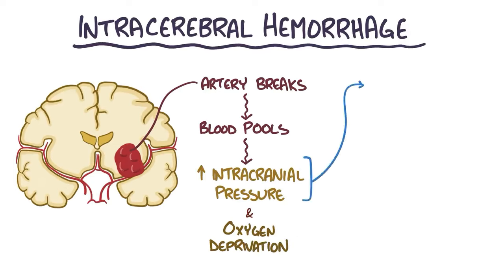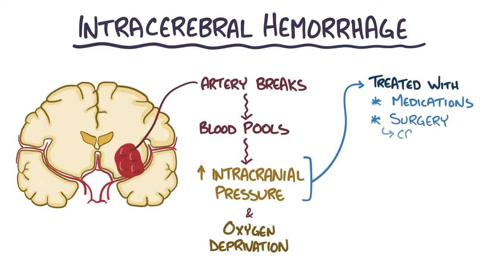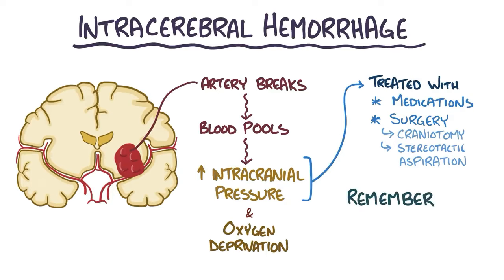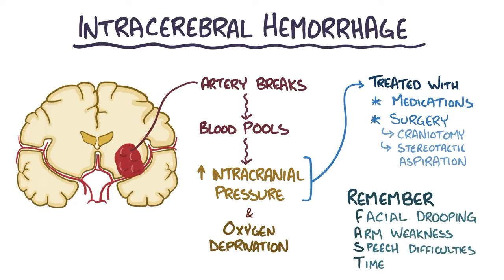Intracerebral hemorrhages can be treated with medications aimed at controlling the high intracranial pressure, as well as surgical interventions like craniotomy or stereotactic aspiration, which can help remove the pool of blood. The goal is to identify symptoms and to reestablish blood flow to prevent long-term damage. To help remember this, a common acronym is FAST: facial drooping, arm weakness, speech difficulties, and time.